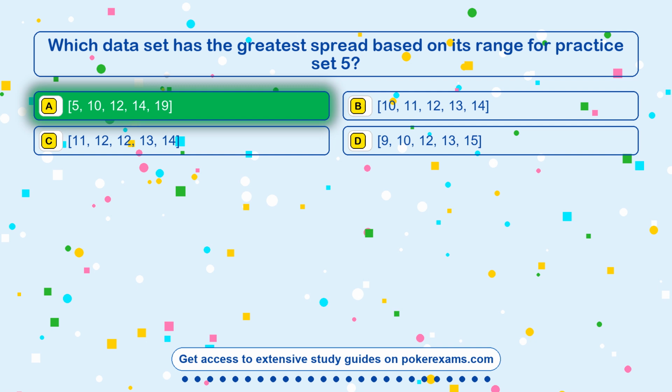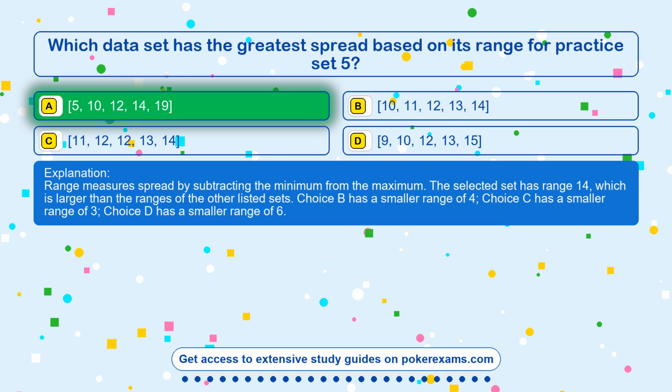The correct answer is option A, 5, 10, 12, 14, 19. Range measures spread by subtracting the minimum from the maximum. The selected set has range 14, which is larger than the ranges of the other listed sets. Choice B has a smaller range of 4, choice C has a smaller range of 3, choice D has a smaller range of 6.